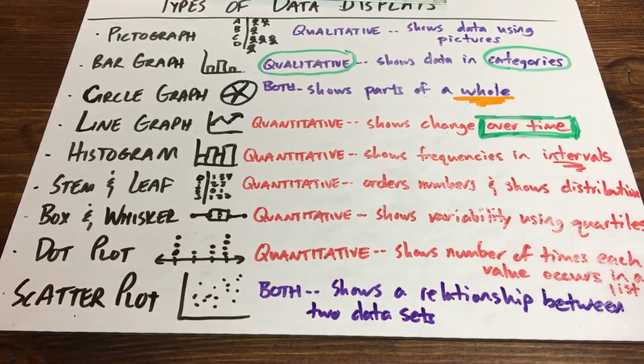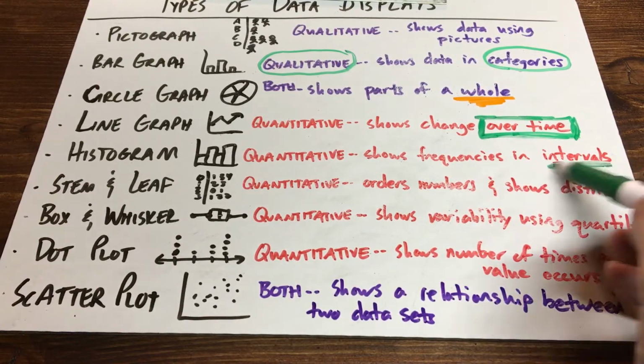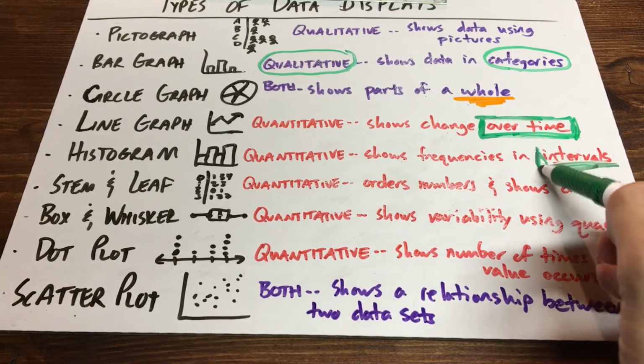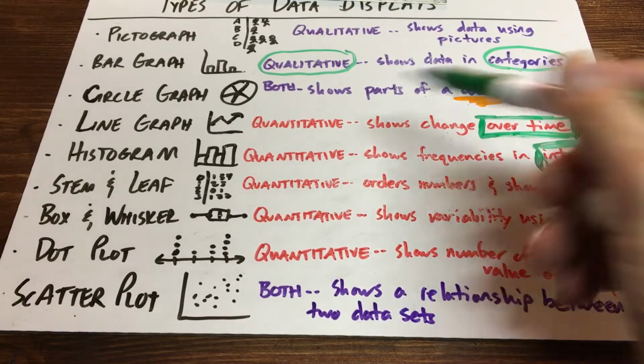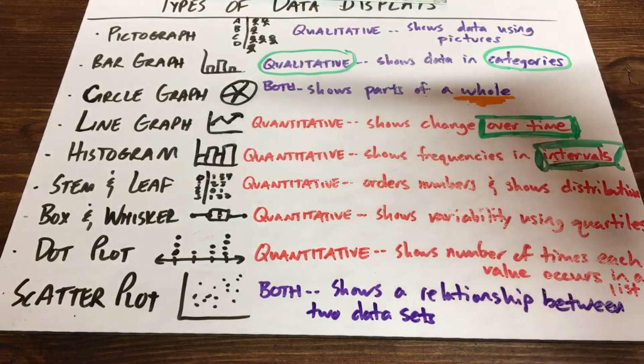A histogram, we just had those a couple lessons ago. A histogram shows the frequencies in intervals, right? This is where it's going to look like a bar graph, right? You notice on the bar graph, the bars do not touch. On a histogram, the bars do touch.